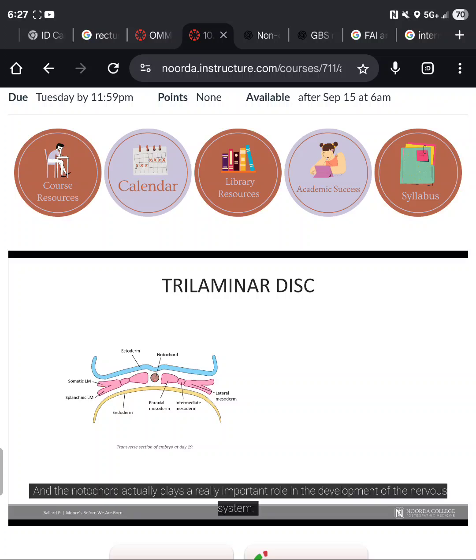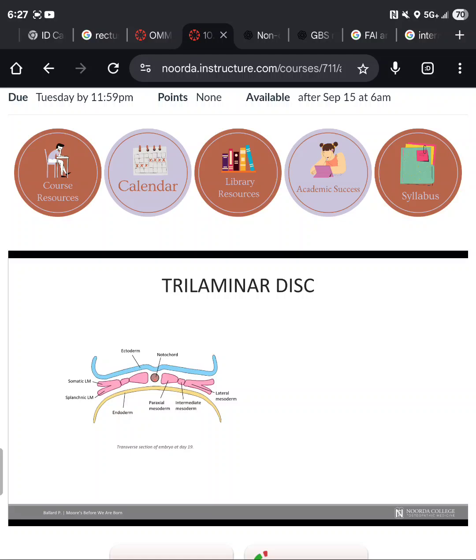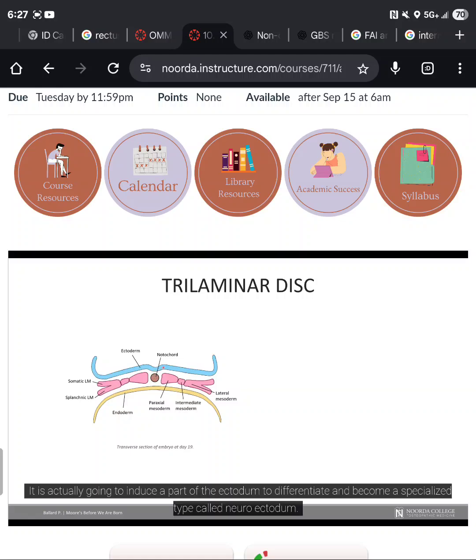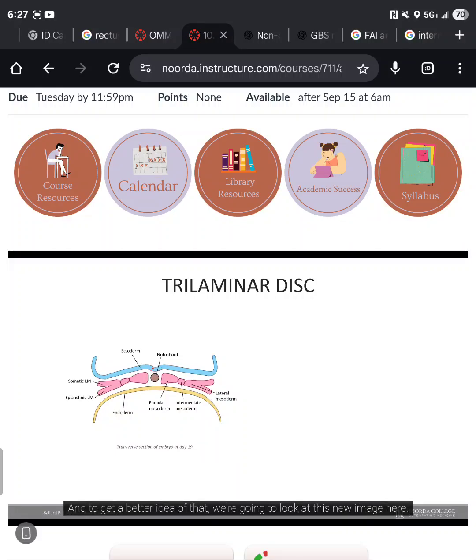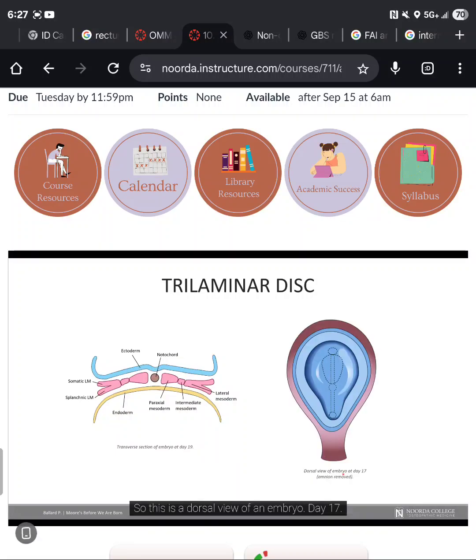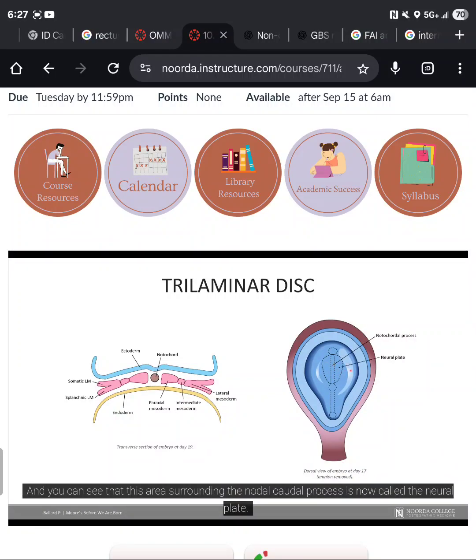And the notochord actually plays a really important role in the development of the nervous system. It is actually going to induce a part of the ectoderm to differentiate and become a specialized type called neuroectoderm. And to get a better idea of that, we're going to look at this new image here. So this is a dorsal view of an embryo at day 17. And we can see this is the notochordal process right here. And you can see that this area surrounding the notochordal process is now called the neural plate. And again, the neural plate is just the specialized ectoderm that has differentiated and is now neuroectoderm.